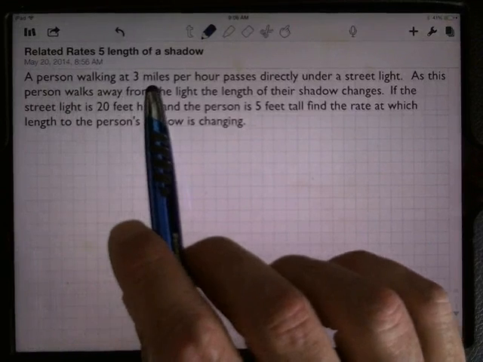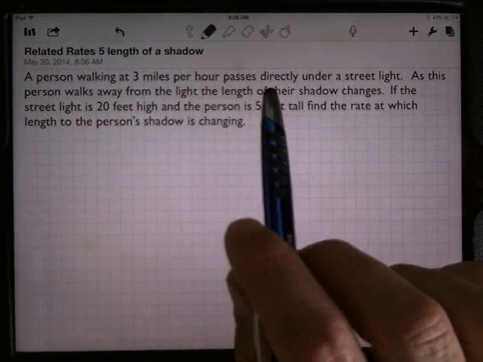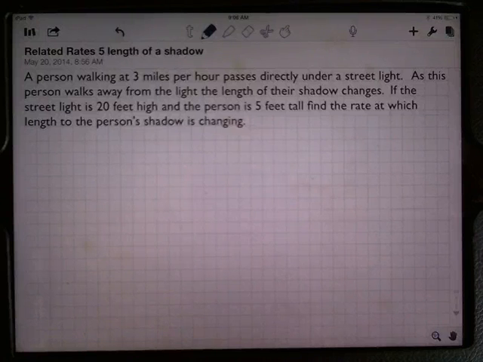We've got a person walking at 3 miles per hour, and this person passes directly underneath a street light. As this person walks away from the light, the length of their shadow changes. If the street light is 20 feet high and the person is 5 feet tall, find the rate at which the length of the person's shadow is changing.